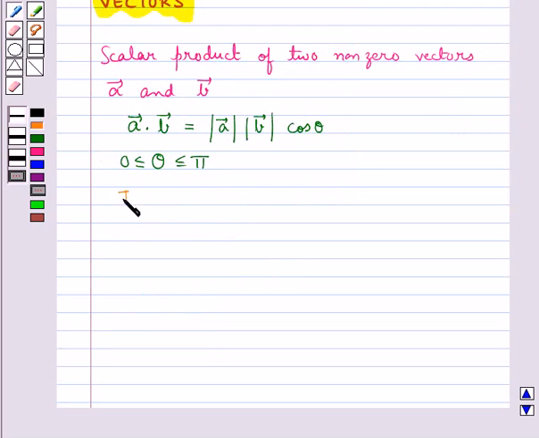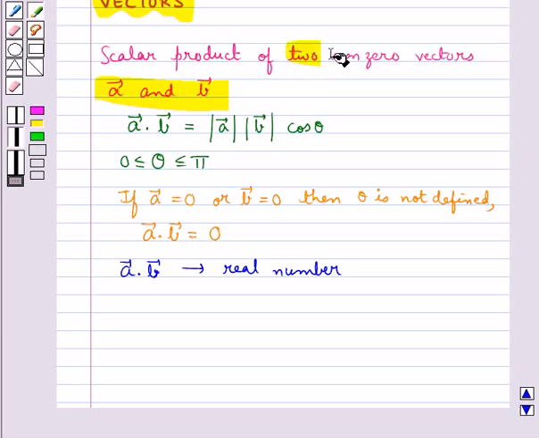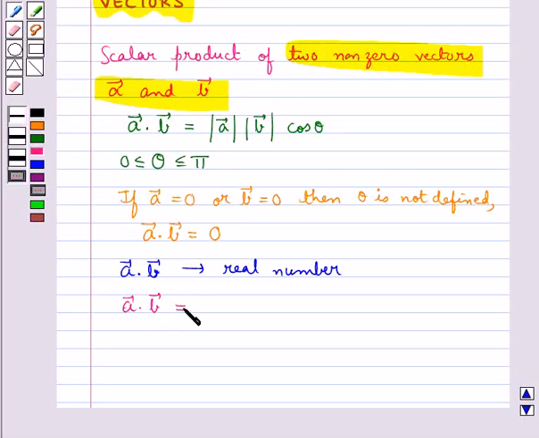If in case vector A is equal to 0 or vector B is equal to 0, then theta is not defined, and in this case vector A dot vector B is equal to 0. The scalar product vector A dot vector B is a real number. Now if A and B are two non-zero vectors, then vector A dot vector B is equal to 0 if and only if vector A and vector B are perpendicular to each other.